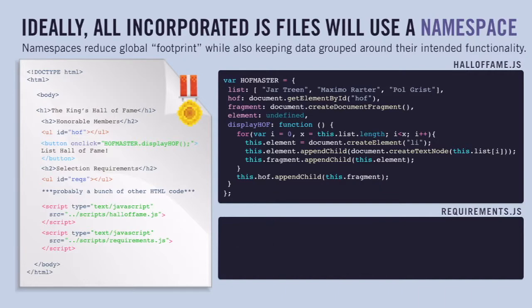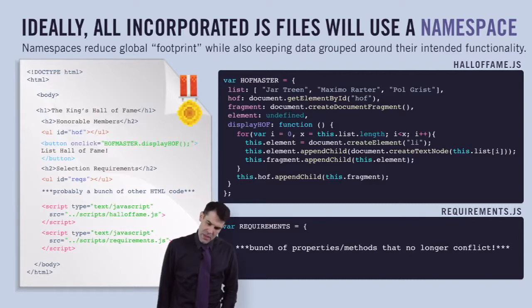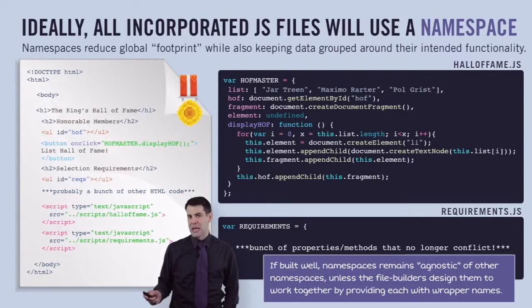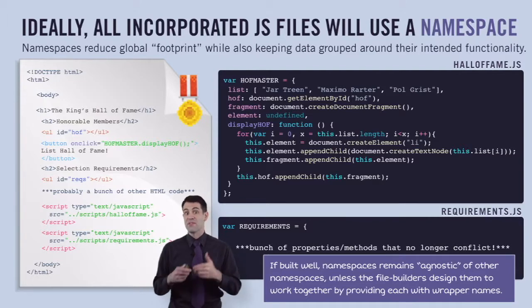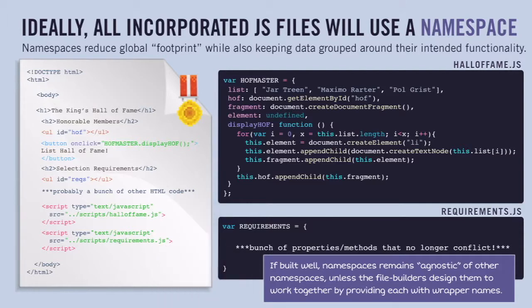That's really important. So here you can see, to rewrite that requirements.js file, we've given it a REQUIREMENTS namespace, notice all caps, and inside there, of course, are the bunch of properties and methods that the requirements things need in order to be produced in our HTML file. What do you notice here? Well, namespaces tend to remain agnostic of each other, right? Unless the file builders are building those namespaces specifically to work with each other. And that's very useful for data protection.